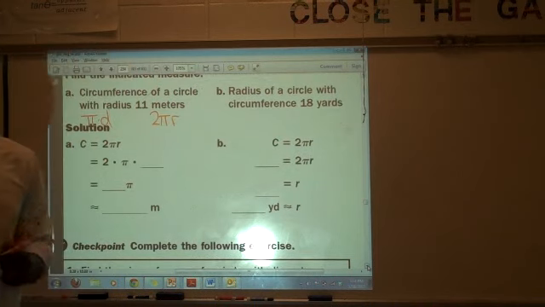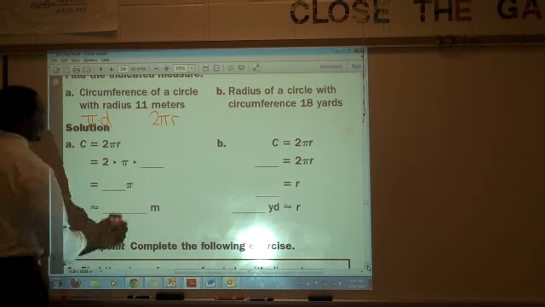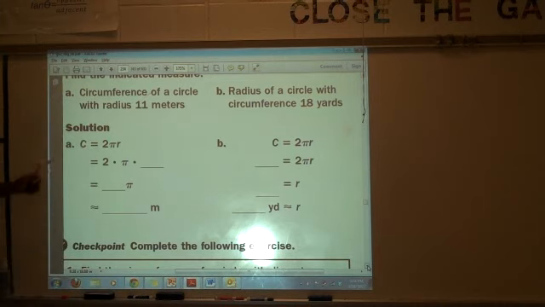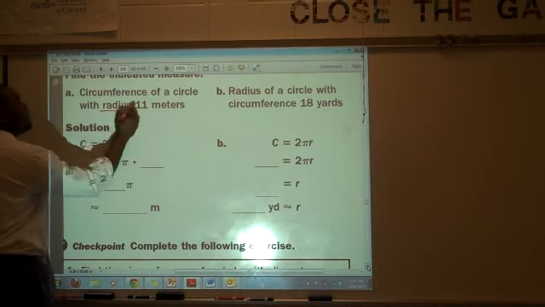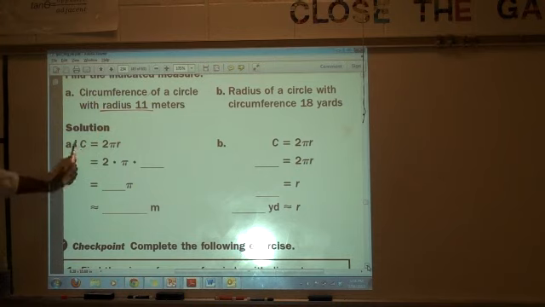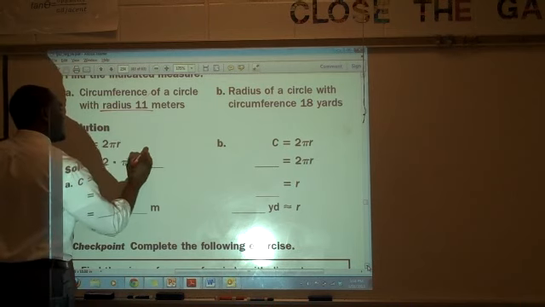So it says the circumference of a circle with radius 11 meters. Our formula is C equals 2 pi r. This time it says r is 11 meters, so I already know that r is the radius. So C is going to equal 2 times pi times 11 this time.